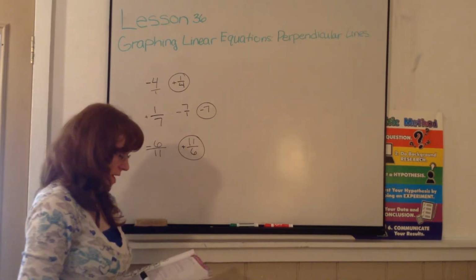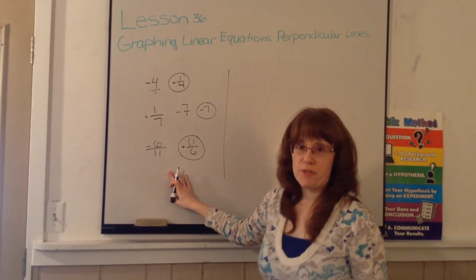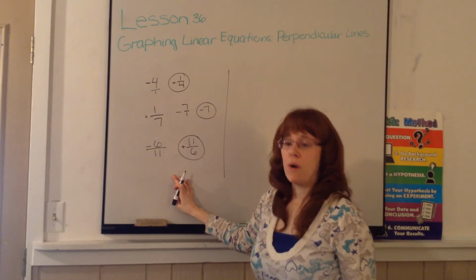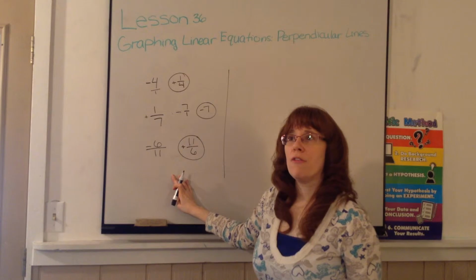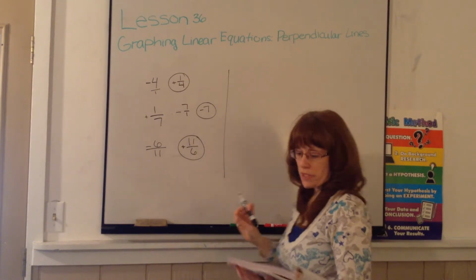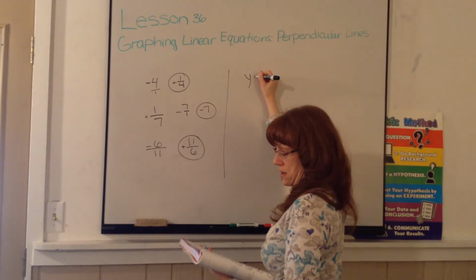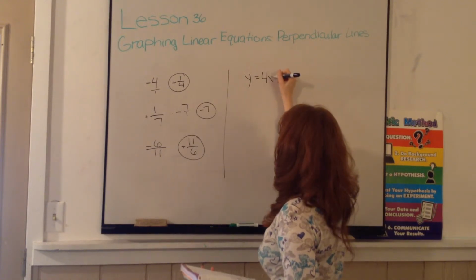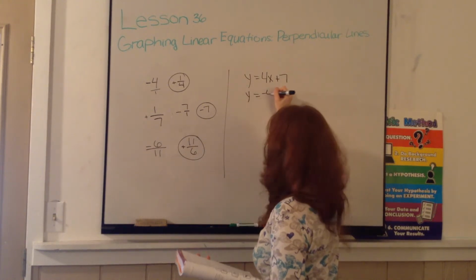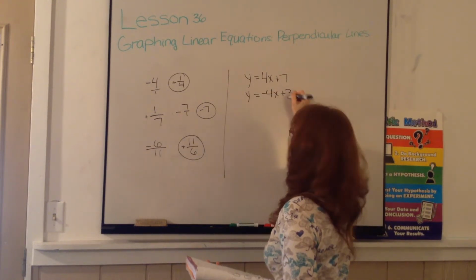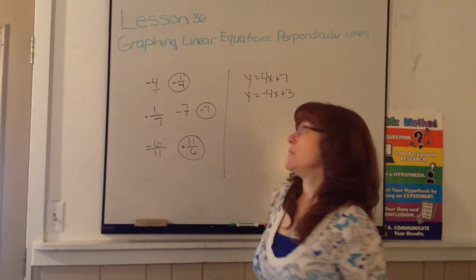Okay? All right. Now what they want to do is, now that you know how to find your negative reciprocal, we're going to use our slope-intercept form to see if two equations have perpendicular lines in their graph. So we don't even have to graph it, we just have to know what the slopes are. So I have y equals 4x plus 7, and y equals negative 4x plus 3. It's already in slope-intercept form, so this is going to be easy.